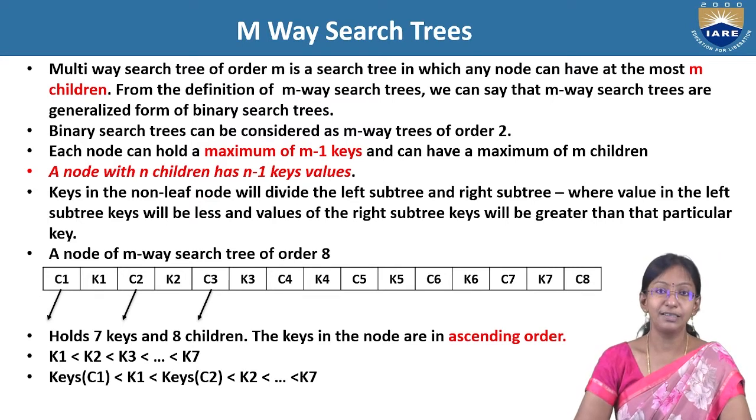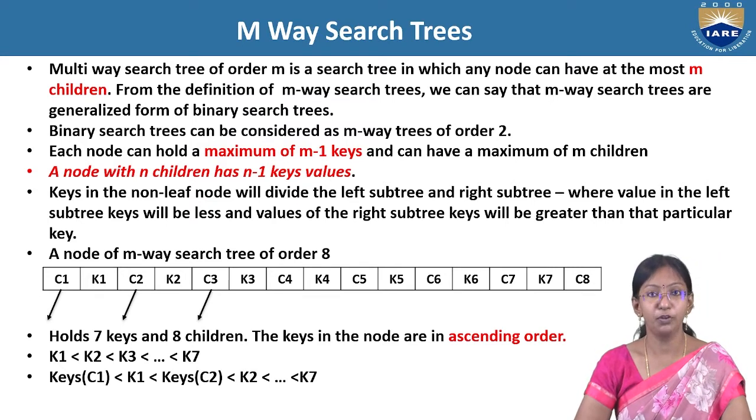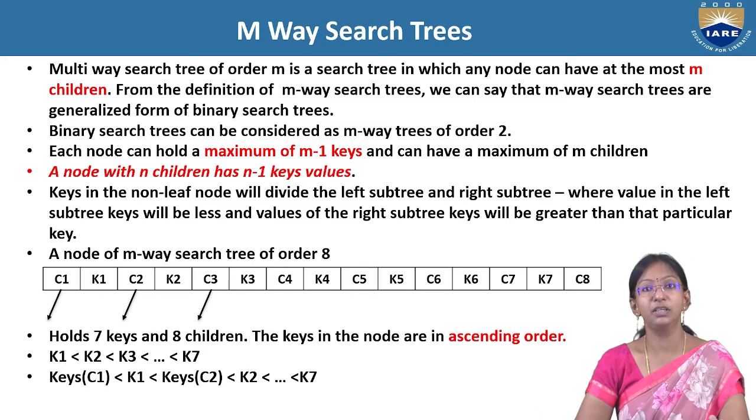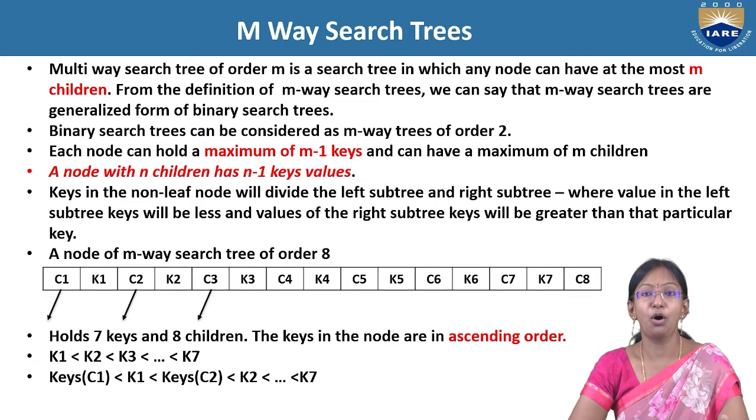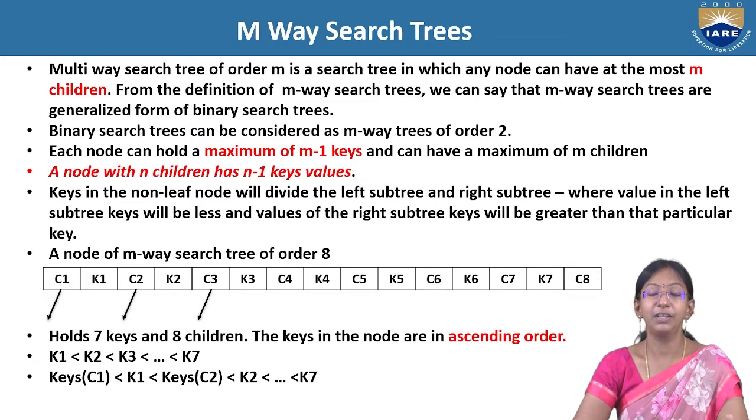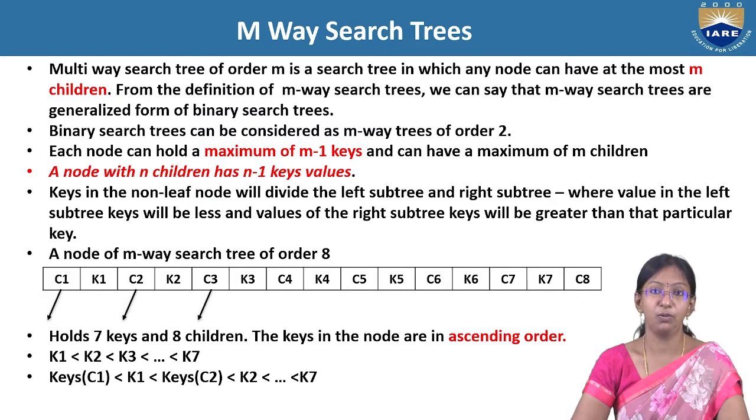In M-way search trees, that is the multi-way search trees, they are based upon the order, say M. M denotes the number of children it can hold, and in between you have the actual data pieces. Have a look at the picture which I have given over here. It is an M-way search tree of order 8. It has 8 children and it is going to hold 7 keys. That is, if there are M children, it can hold M minus 1 keys.